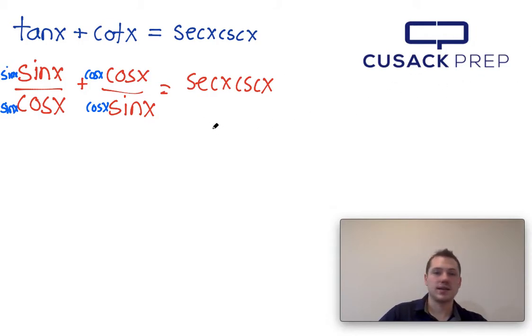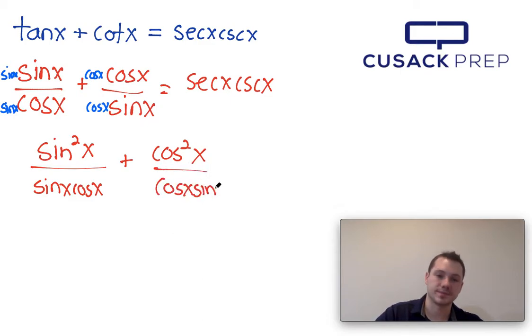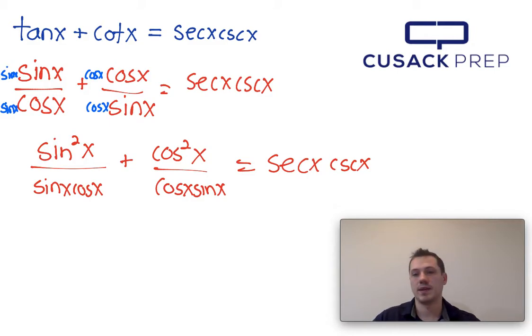When I do that, I'm going to find that sine of x times sine of x is sine squared of x. Sine x cosine of x is just going to be that. It's going to be sine of x cosine of x plus cosine squared of x over cosine of x sine of x. And the right side just equals secant of x times cosecant of x. Now, since my denominators are now the same, sine of x times cosine of x is the same as cosine of x times sine of x, because you can just switch the order with multiplication.